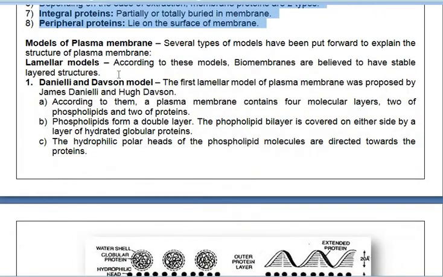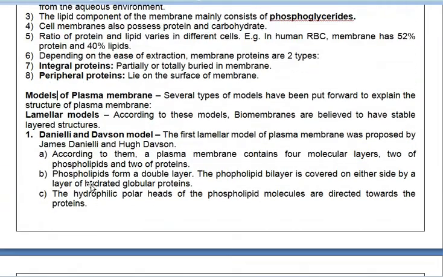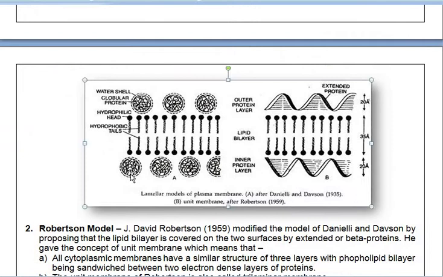Now let's discuss the models of the plasma membrane. We call them lamellar models, which were the early models, but due to certain technical errors, the Danieli and Davson model was not accepted, not even the Robertson model. Still, you should know the history of the discovery of the plasma membrane. So let's discuss the Danieli and Davson model.